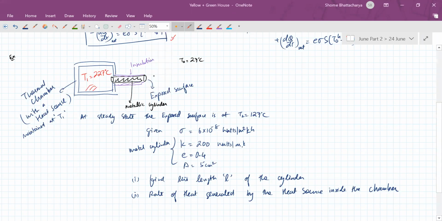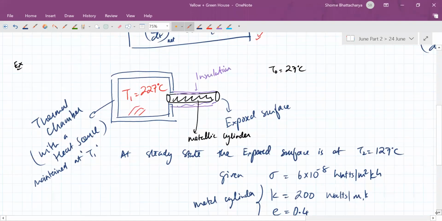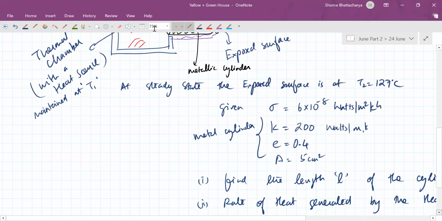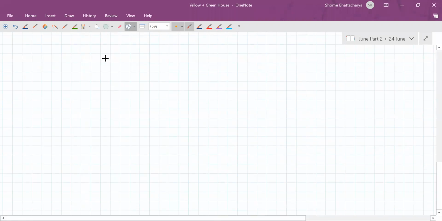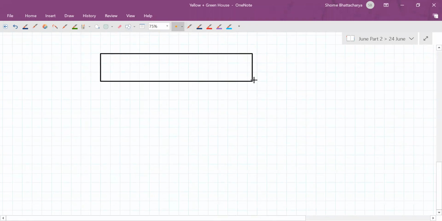Okay, so let's understand this question in detail now. This metallic rod or cylinder is in steady state. It's okay, you can continue solving it if you have got the idea what to do.